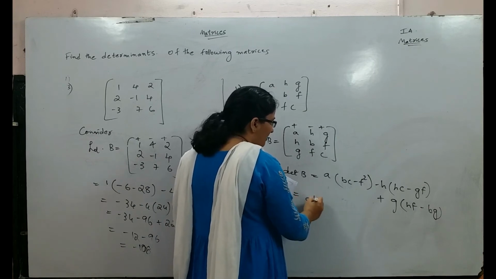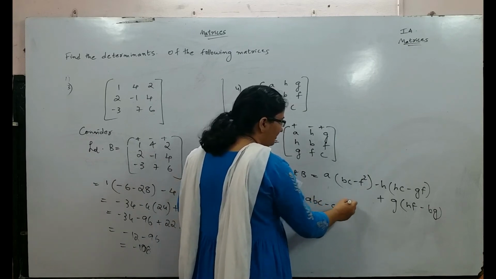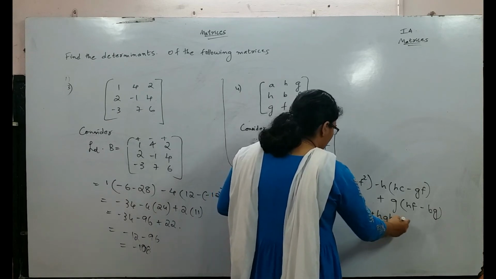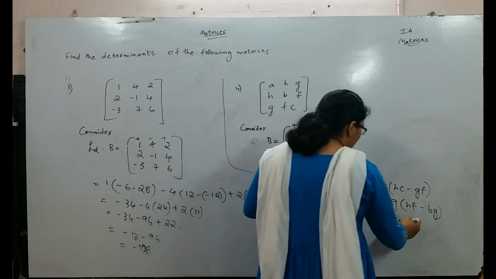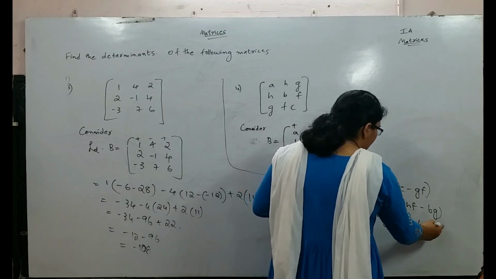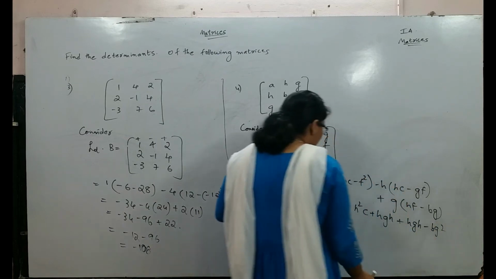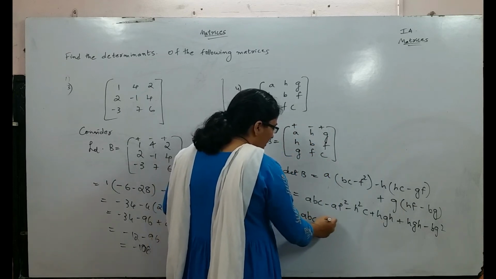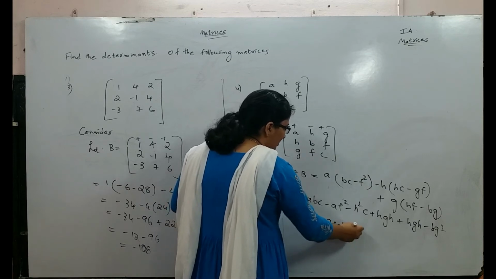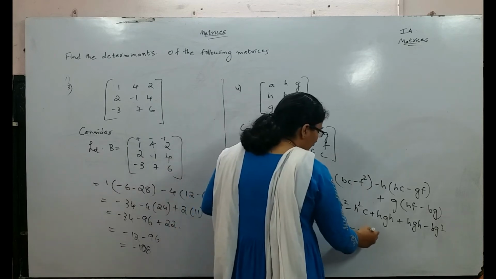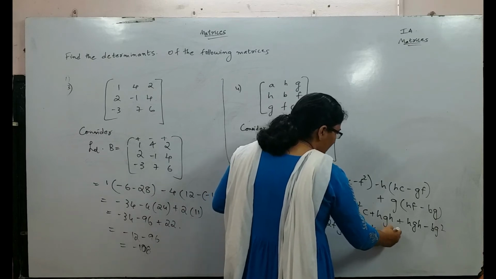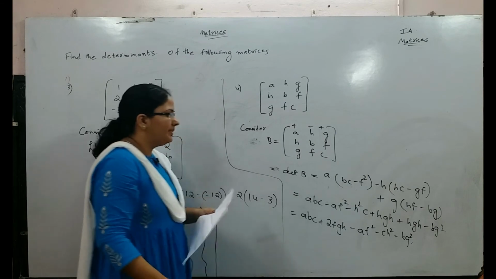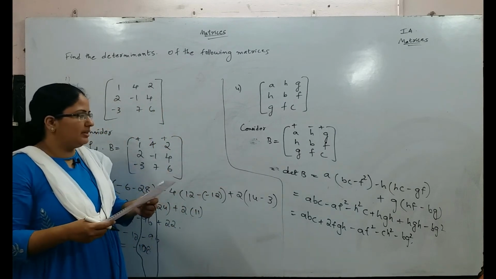Multiply out: ABC minus AF square minus H square C plus HGF plus HGF minus BG square. So here you have ABC plus 2FGH minus AF square minus CH square minus BG square. This is what you have as the determinant.